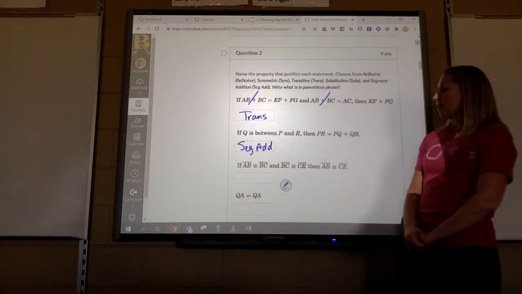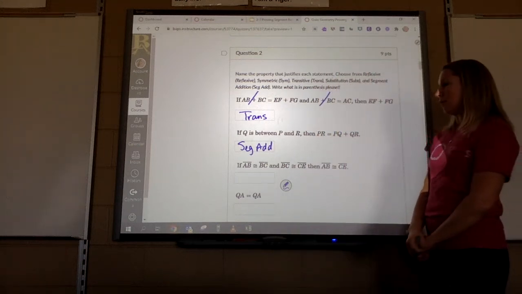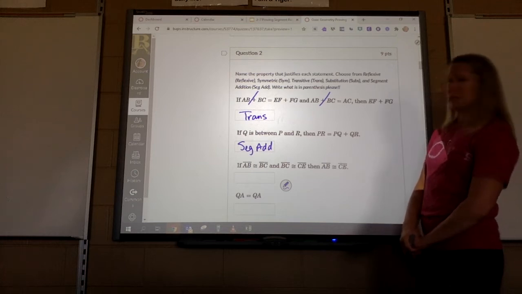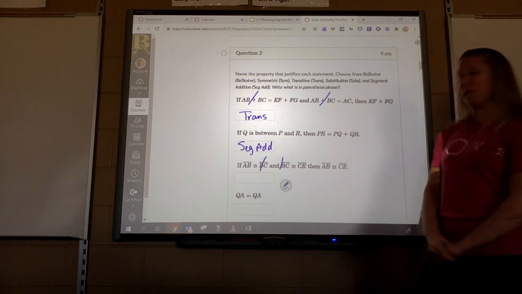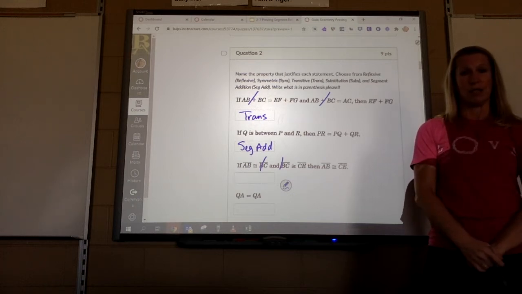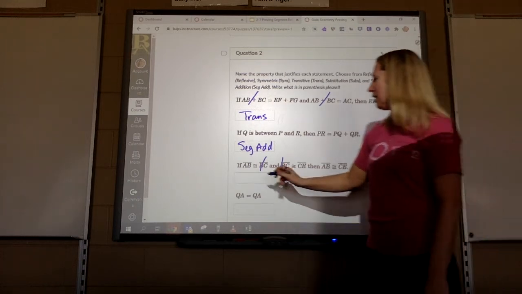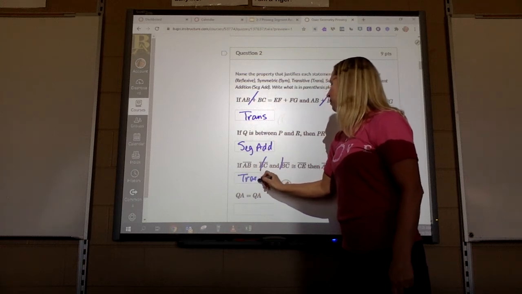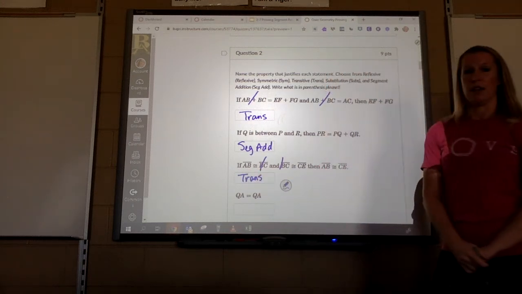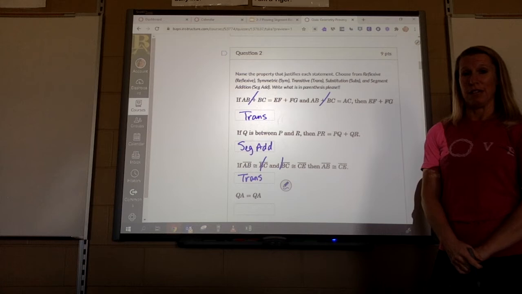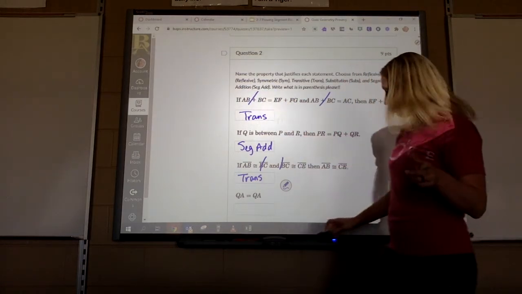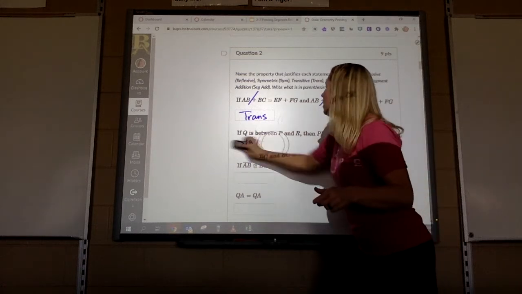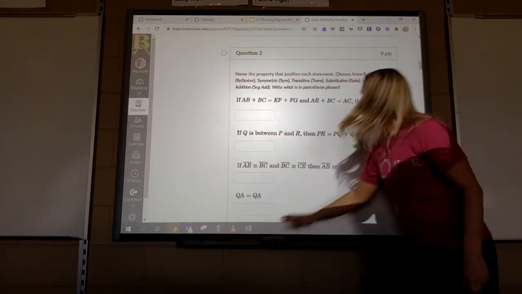Notice the next one. If AB equals BC and BC equals CE, we can take out what's repeated and say AB equals CE. What's it called when you take out what's repeated? Trans. And then what's the one where it equals itself? I hope you said reflexive. Make sure you spell it correctly. All right, moving on.